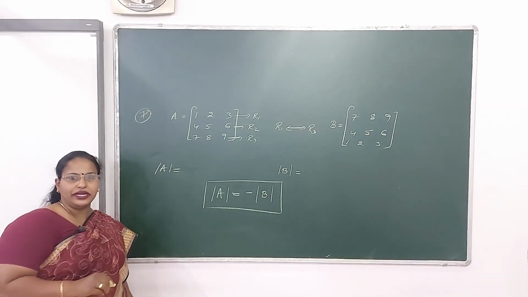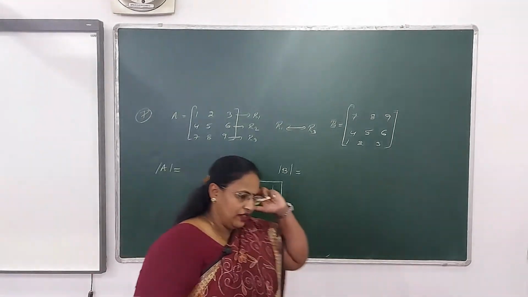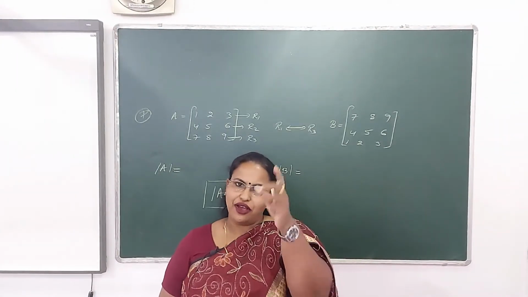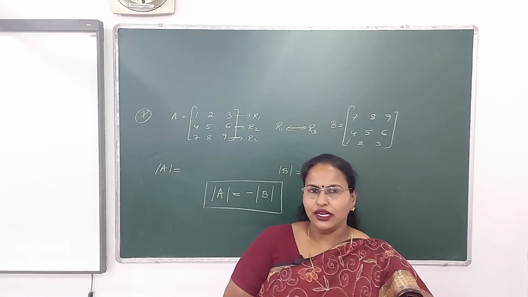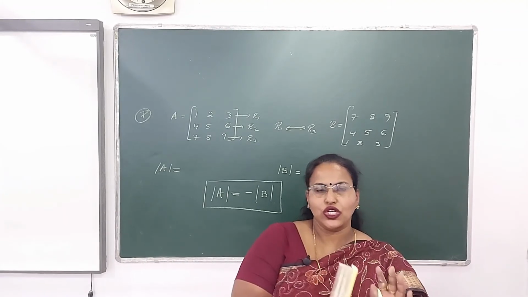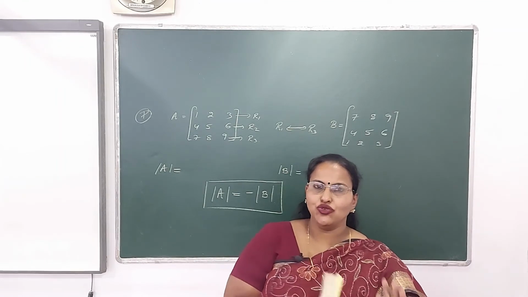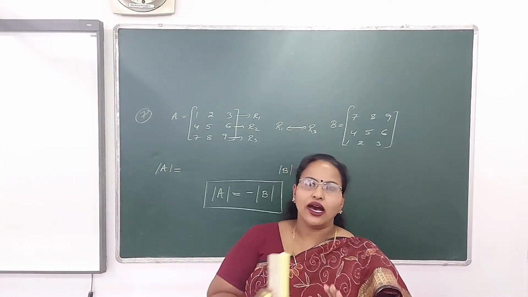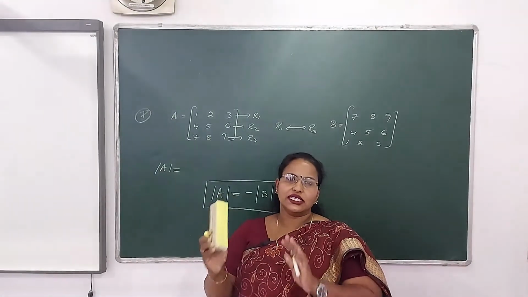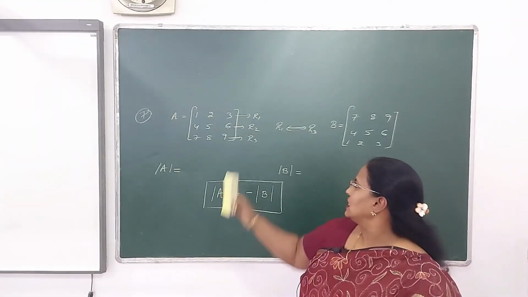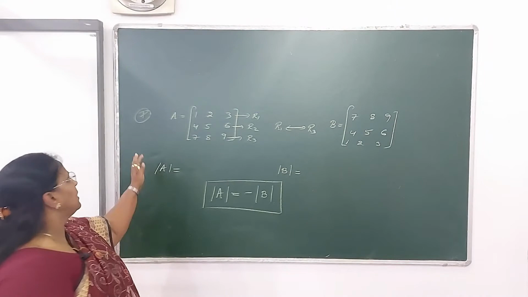So I hope children you are getting things clear. This is a very important property. In this way you can understand it. In determinants, we'll be using this later on while solving questions. If any two rows or columns are interchanged, then the value of the determinant changes by a minus sign. So this is how it will work. This is property 7.